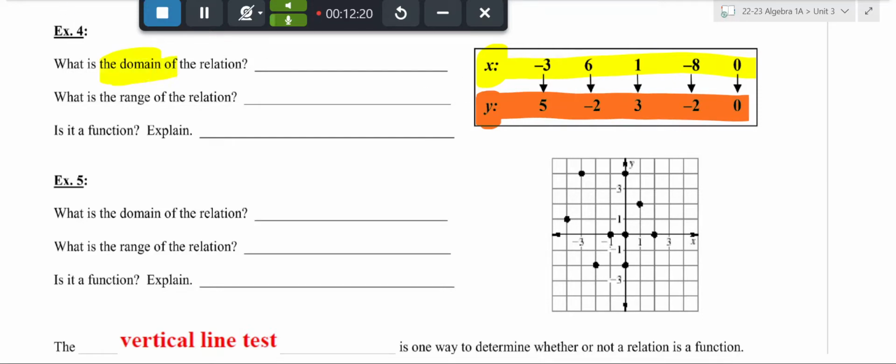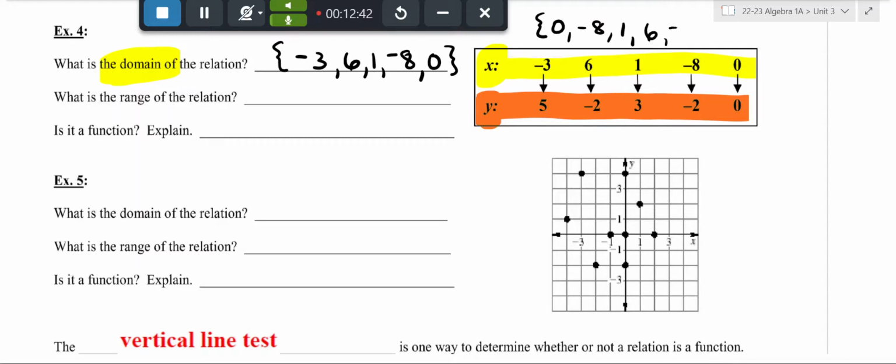Here we go. What is the domain? Well, as long as you don't repeat them, you can just go ahead and write your set notation. That would be -3, 6, 1, -8, and 0. None of them repeat. So that's the domain, and they can be written in any order. Somebody could have written them as 0, -8, 1, 6, -3. Clear? So when you're looking at this in multiple choice, don't think that they have to be in a particular order. Just pick the correct one.